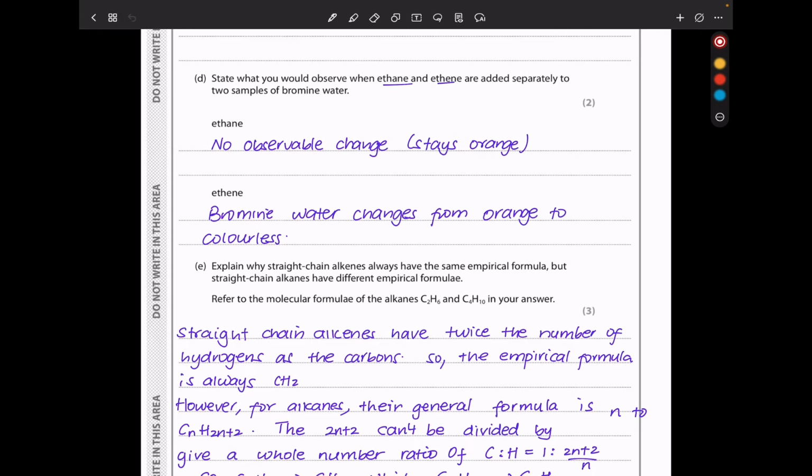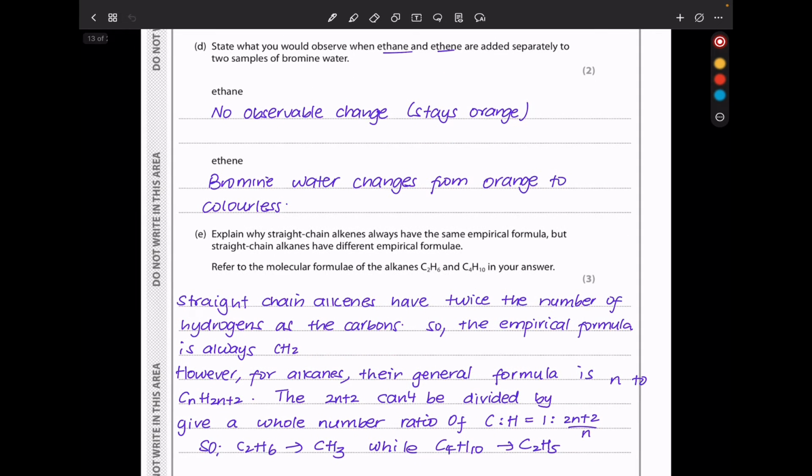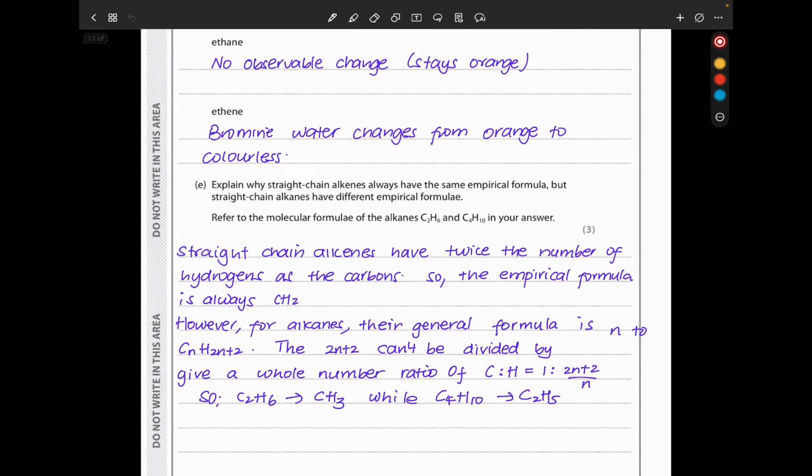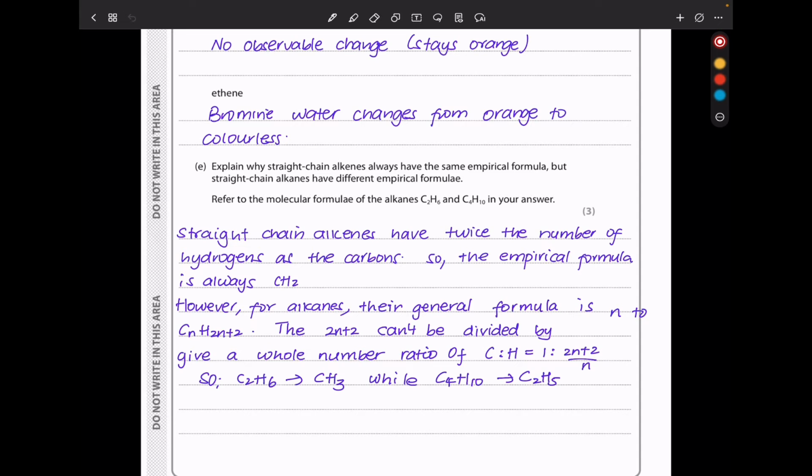In part D, state what you would observe when ethane and ethene are added separately to 2 samples of bromine water. Ethane is an alkane and is not expected to give a positive test with bromine water, while ethene should give a positive test. This is because bromine water is used to test for presence of a carbon-carbon double bond. So with ethane, there is no observable change. The bromine water is going to remain orange, while with ethene, the bromine water is going to change color from orange to colorless.